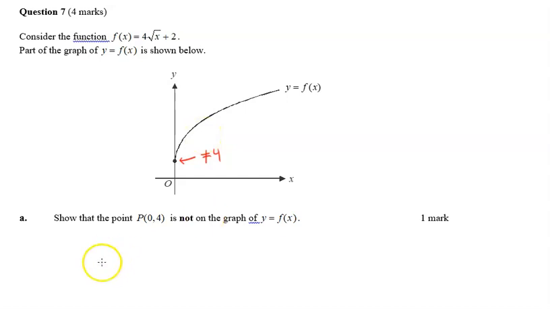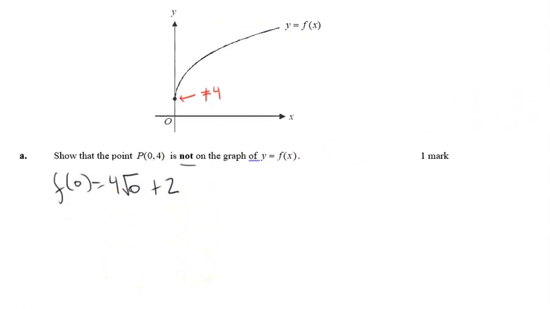So what you need to do to tackle this is simply substitute 0 into the formula. And if our result is 4, cool. But we're expecting the result not to be 4 because it's saying that we have to show that this is not on the graph. So f of 0 is equal to 4 times the square root of 0 plus 2. And many students at least got this approach correct. Now the square root of 0 is just simply 0. So this is just 4 times 0 plus 2.